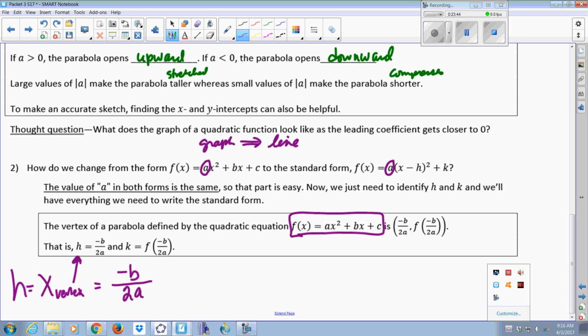It also will give you the equation for your line of symmetry, because your line of symmetry goes right through the vertex, right? Then how do you find the y value, or k? You just plug it back into your equation. So you just find f of the opposite of b over 2a. So this should look very familiar to you. Does anybody recognize where that might come from?